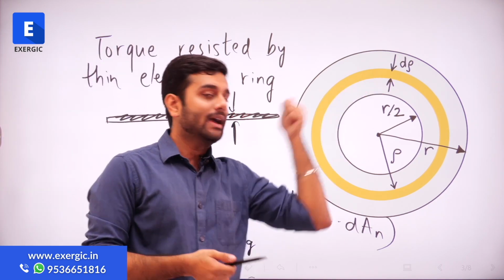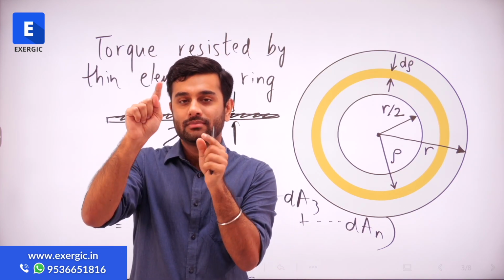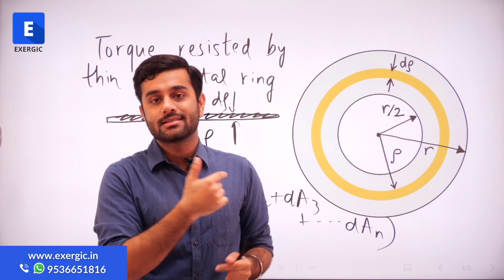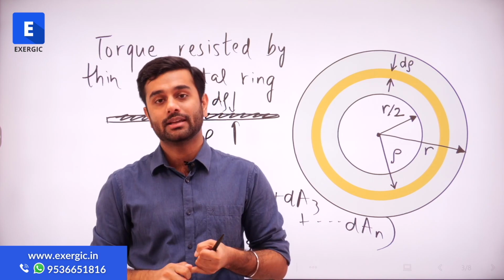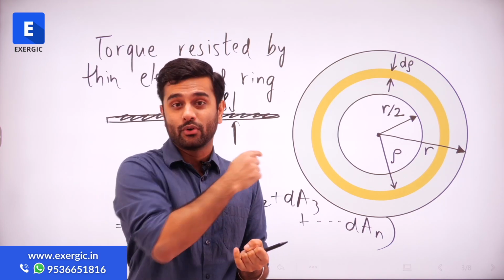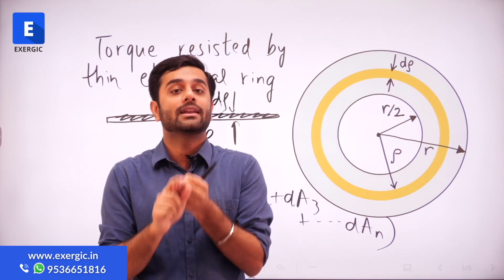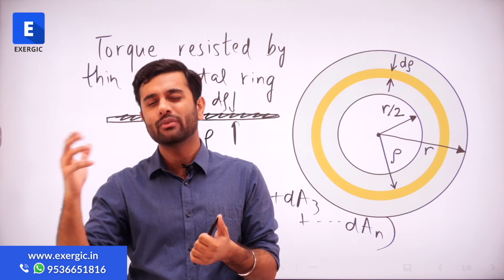This type of analysis, when parameters have the same value from the center, you will see everywhere. We are going to perform this in machine design. We are going to perform this in theory of machines. We are going to perform this in fluid mechanics. We will be seeing pipe flow in fluid mechanics, Hagen-Poiseuille flow, viscous flows.